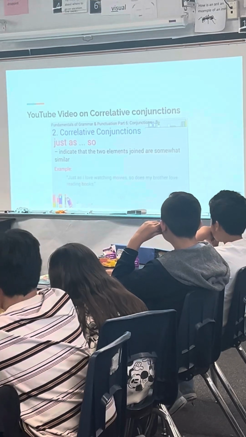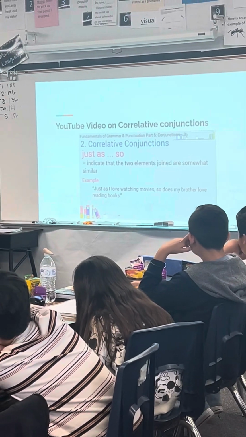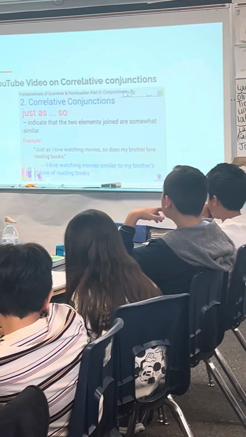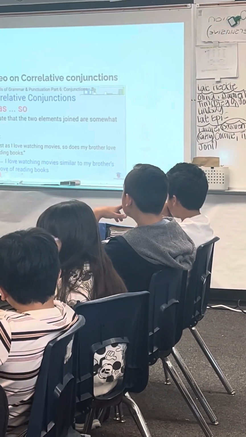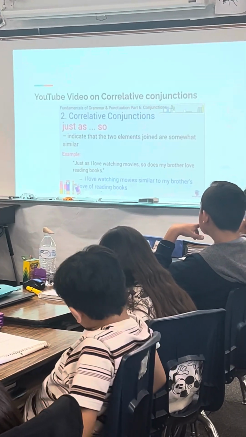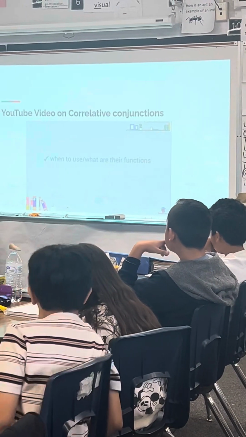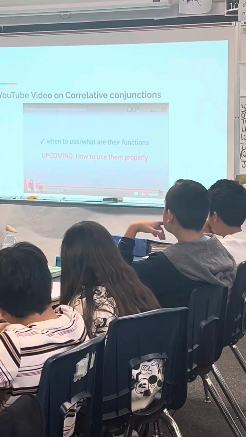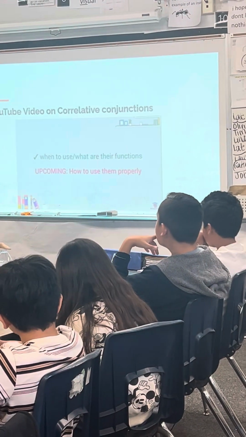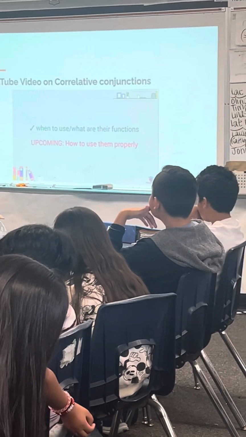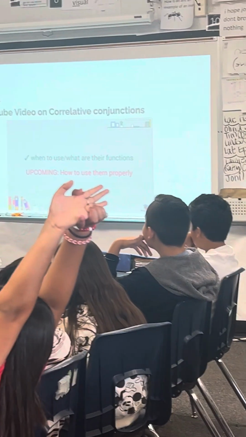Next example, just as I love watching movies, so does my brother love reading books. Meaning, I love watching movies, similar to my brother's love of reading books. Notice the sentences. They contain two independent clauses each. Now that you know when we can use these correlative conjunctions, you should be ready when we discuss them one by one thoroughly in our later videos. For now, get a good grasp of the background of each pair so that next time we can give you the correct ways of using them in a sentence.